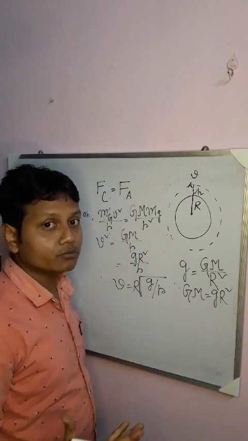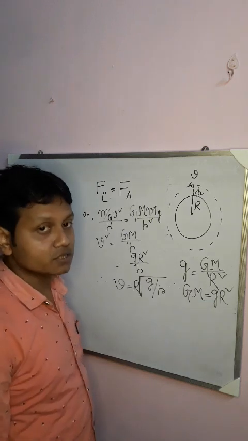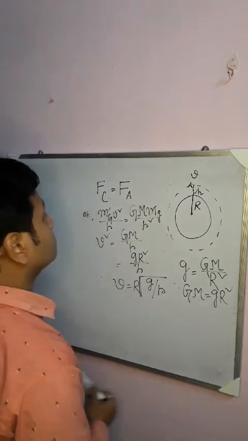which we require to find out the time period of revolution, because time period of revolution is nothing but the circumference of the orbit divided by velocity. So at first we have to find out this.